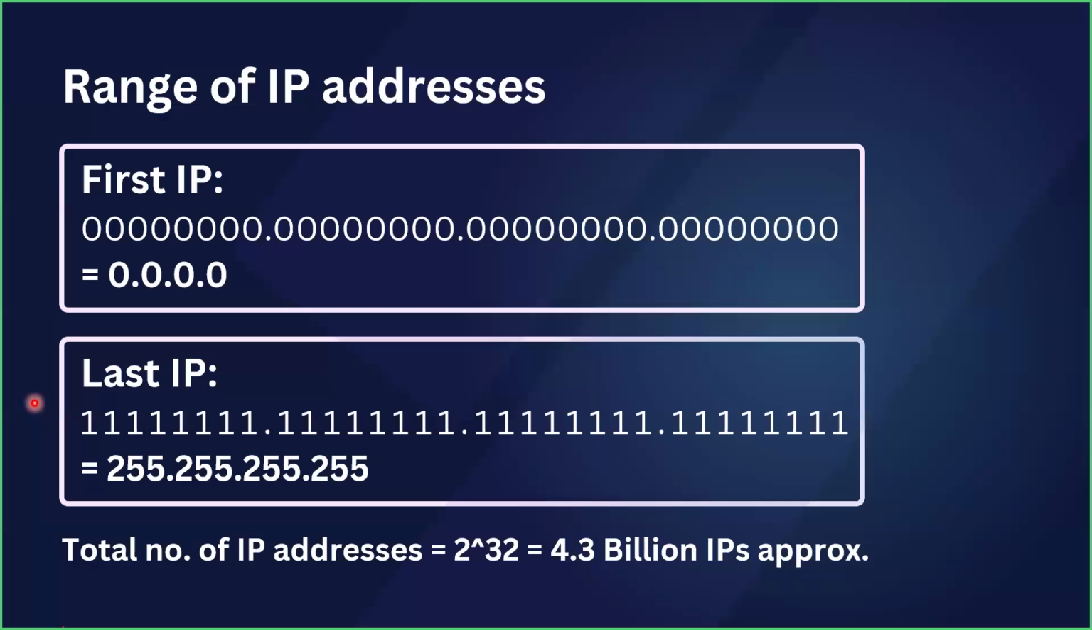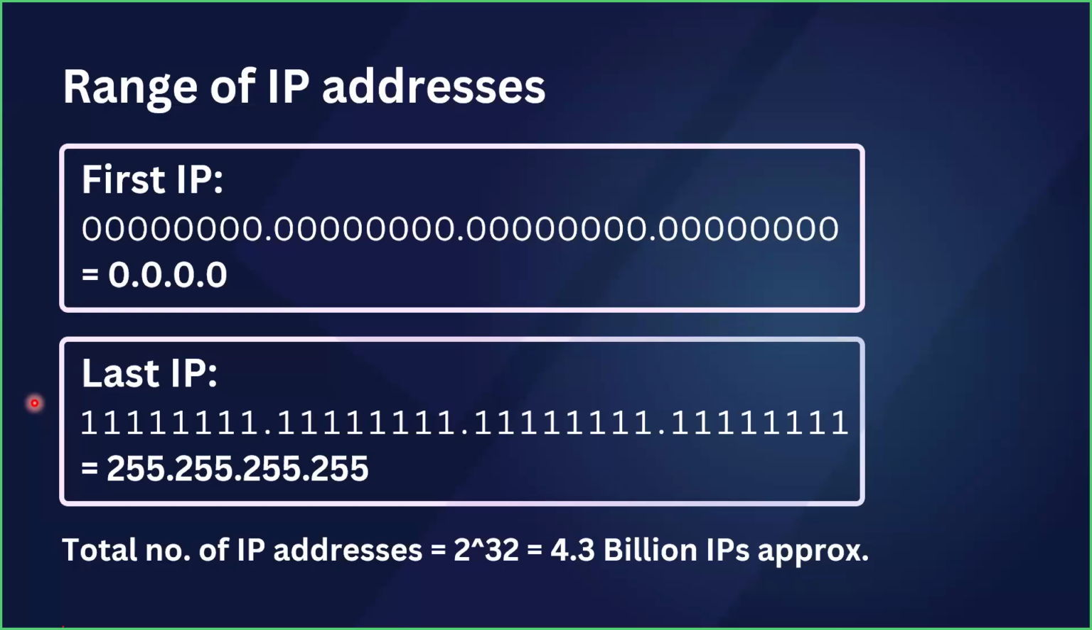Okay, so 4.3 billion IPs back then was not a problem at all. It was a very sufficient number. Fast forward to today, 2025, the population itself is 8 billion people, and each person again has multiple devices. That's why these 4.3 billion IPs are again categorized. There are different types of IPs.